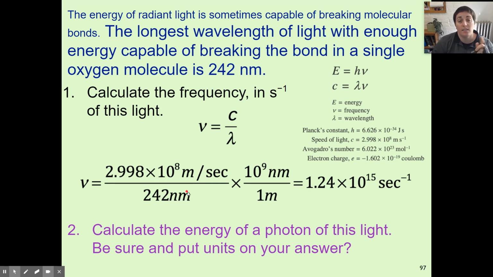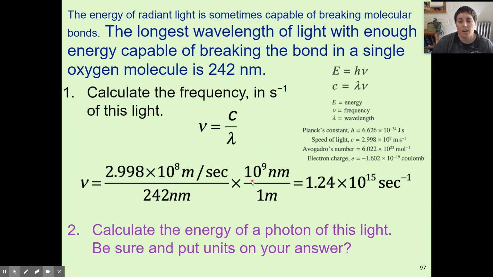But notice, this is the one place this gets tricky. These units are not the same. Speed of light is meters per second. Wavelength is nanometers. So we need to make these the same unit. So I'm going to include a conversion factor here.